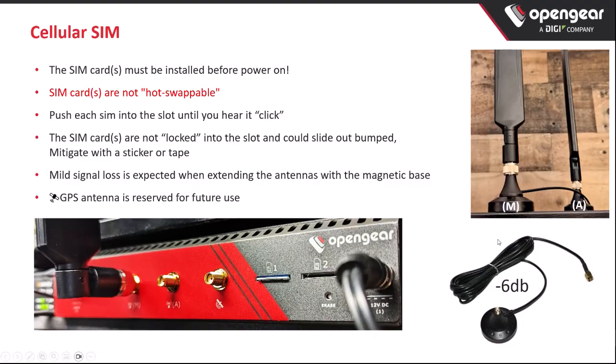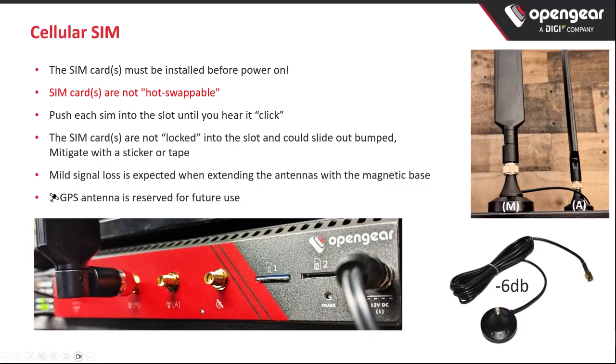When using the antenna extension cable outside of the rack, because a rack with walls is effectively a Faraday cage that will reflect or absorb the cellular signals, we do provide this extension cable, but please know you can see about a 6 decibel loss in signal strength when using this cable.